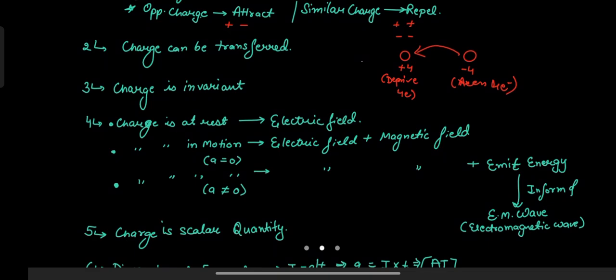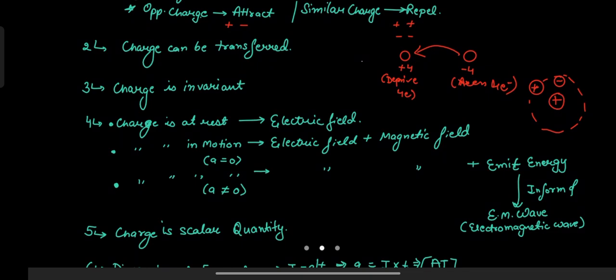The fourth point is that if the charge is at rest, then it has some electric field around it. For example, if there is a positive charge, then there will be a certain electric field around it. What is this electric field? This is the area in which another charge will experience a force. If you bring a negative charge into this electric field, it will feel an attractive force. If you bring a positive charge in this electric field, it will feel a repulsive force. So the electric field is the region around the main charge in which another charge could experience a force.